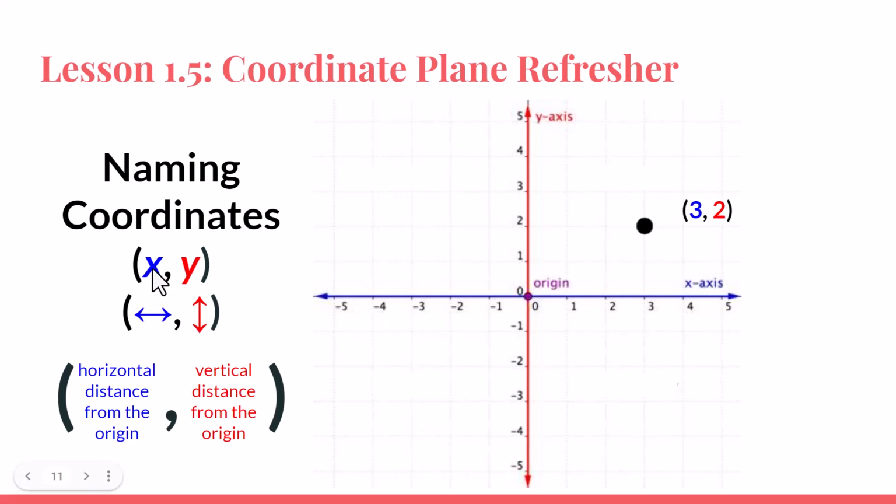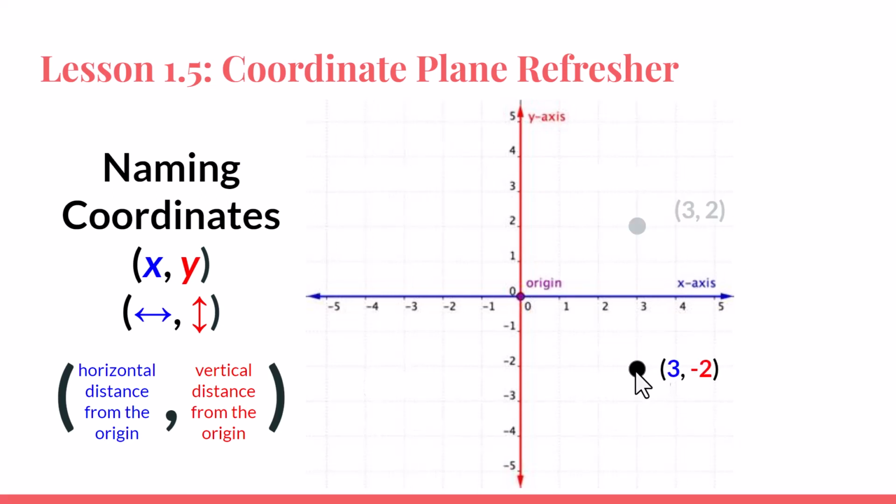The first number tells us from the origin how far left and right we go, the horizontal distance from the origin. And the second number tells us the vertical distance from the origin, how far up and down we go on that number line. So if we look at this coordinate and we start at the origin, we'll move along the blue number line first, the x-axis, to get our first number. Since we move 3 units to the right, our first number is positive 3. To find the second number, we look at how far up or down we go, the vertical distance from the origin. Since we move up 2 units to be level with that point, the second number is going to be positive 2.